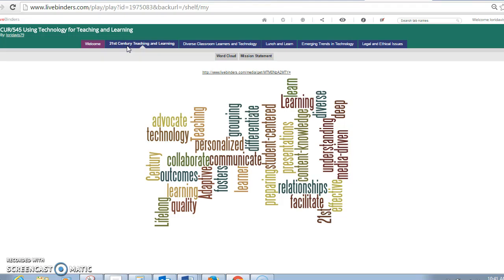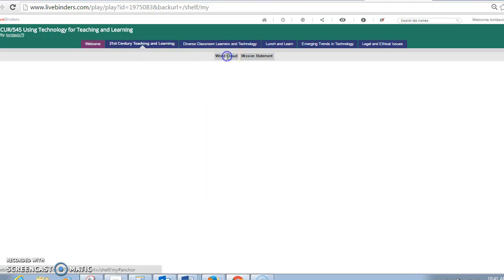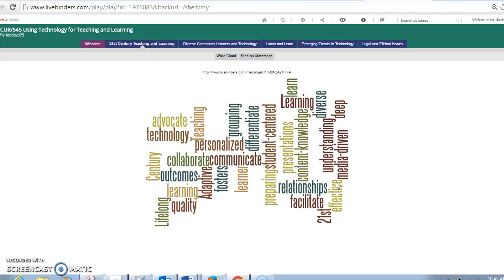The subtabs underneath this tab are the word cloud. The word cloud was created so that you can get a picture of what a 21st century classroom will look like. I could expand this in my professional learning to have teachers choose several words that they see in the word cloud and describe what they mean to them as far as what the 21st century classroom looks like.